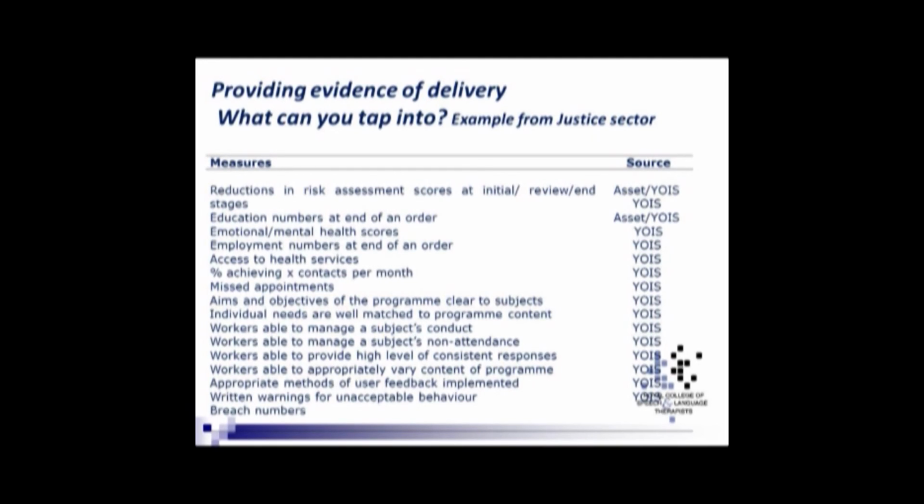Speech and language therapists working in the justice sector generated this list of measures they might be able to use and where that information could be found. As a rule of thumb, don't start collecting new data if you can find data that other people are already collecting that is useful to you. So in the justice sector, they thought that reductions in risk assessment scores would be a good place to look to show the impact of speech and language therapy intervention, and that source would be in the ASSET tool or on the YOAS database.